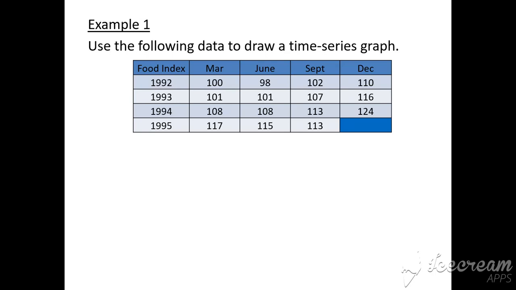All right, well, we're going to look at an example and show you how to draw a time series graph. So here's the following data to draw a time series graph. This data is the food index. So we had petrol index, now this is food index, which basically helps us to determine the price of food. And we're starting in 1992 in March, and we're finishing in September of 1995.